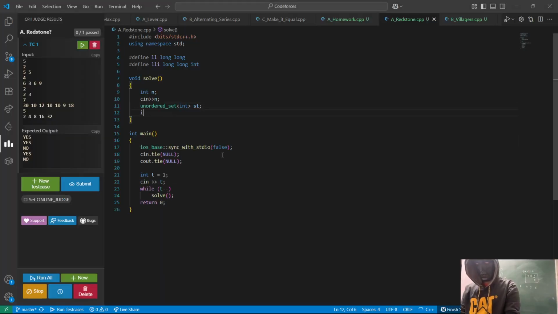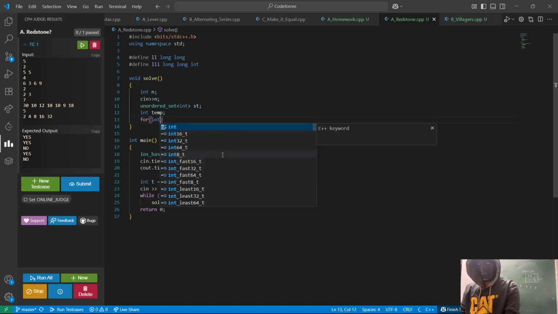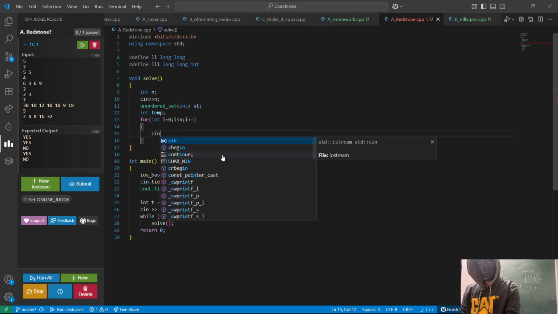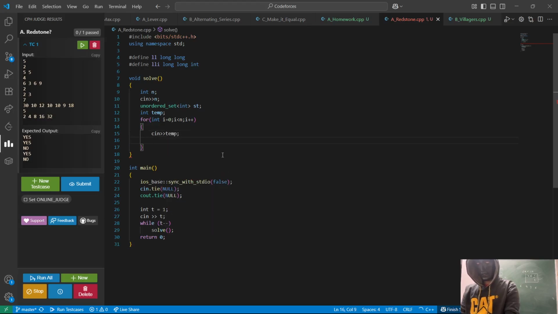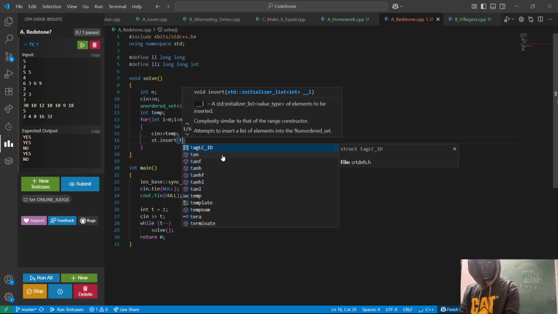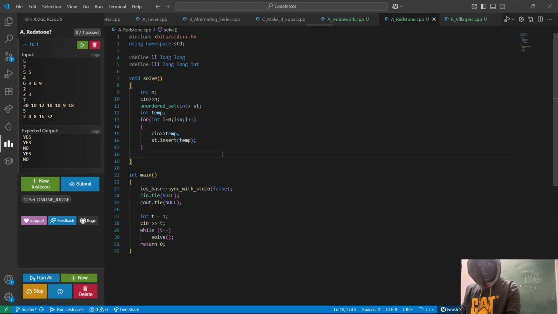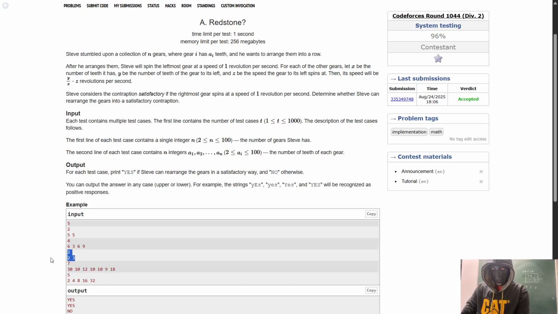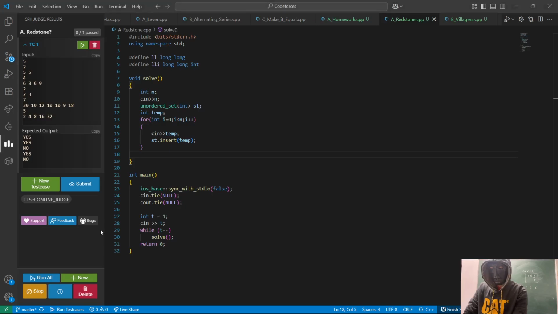So we have a set here, and let me take one temporary variable. I'll be running a loop till n, taking the value into this temporary variable, and inserting it into the set. Whenever, if you see in this case, we have two elements, and both are unique, 2 and 3. So the set is having 2 comma 3 and its size is 2 only. If all the elements are unique, then the set size will be equal to n, right?